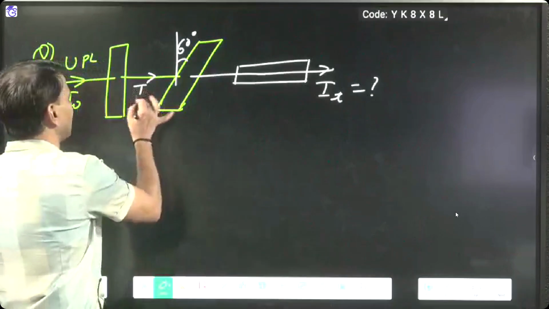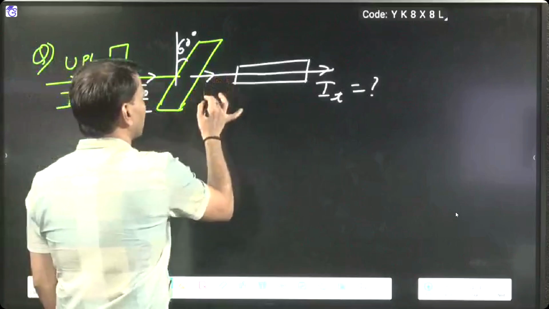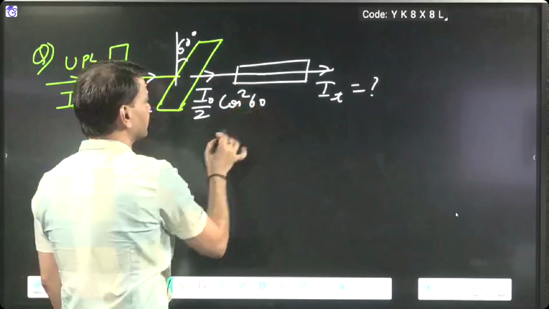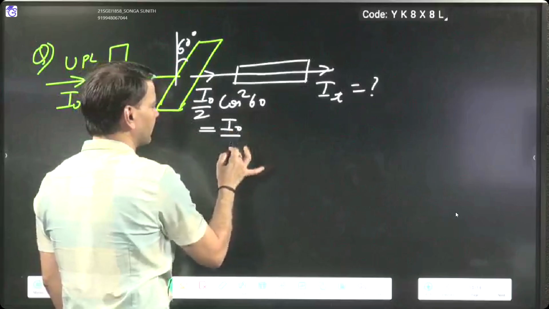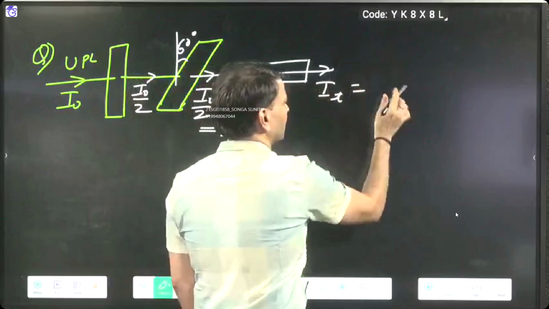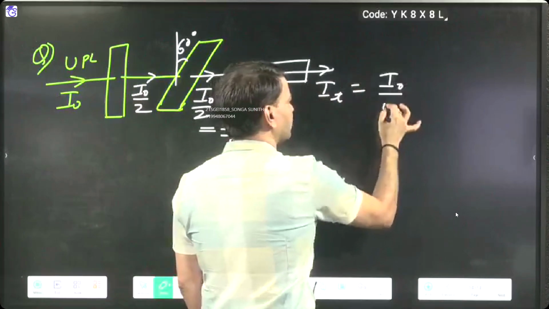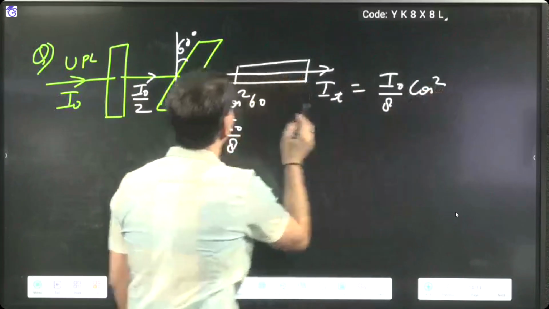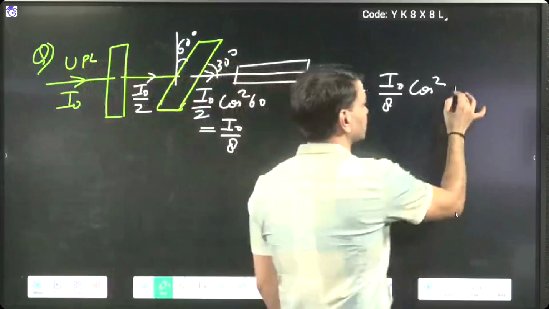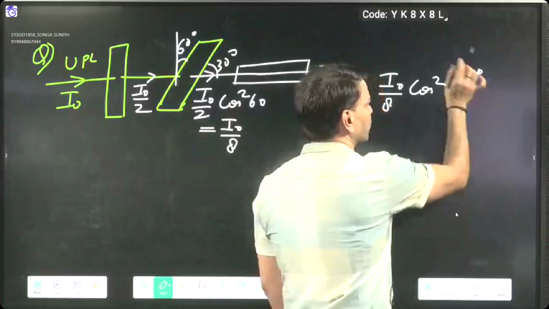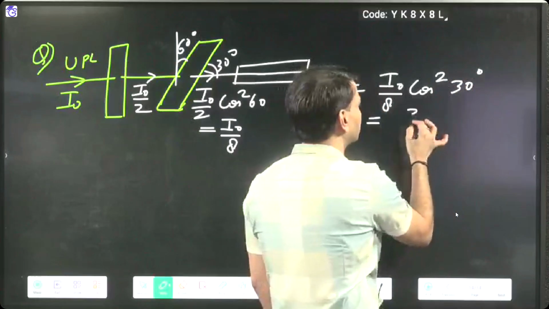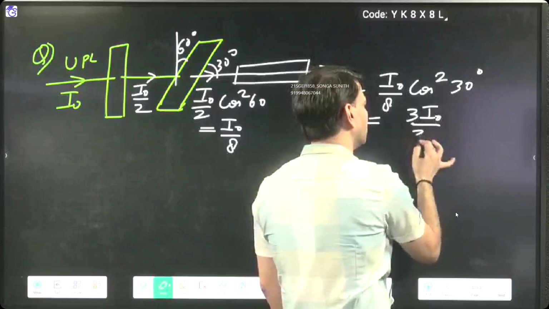Here you will get I naught by 2. Cos square 60, cos 60 is 1 by 2, so you will get I naught by 8. Now here what will you get? Incident I naught by 8, I naught by 8 into cos square. Now what is the angle between these two? 30 degrees. Then we will directly write cos square 30. Cos 30 is root 3 by 2, so squared you will get 3 by 4. Then you will get 3 I naught by 32.